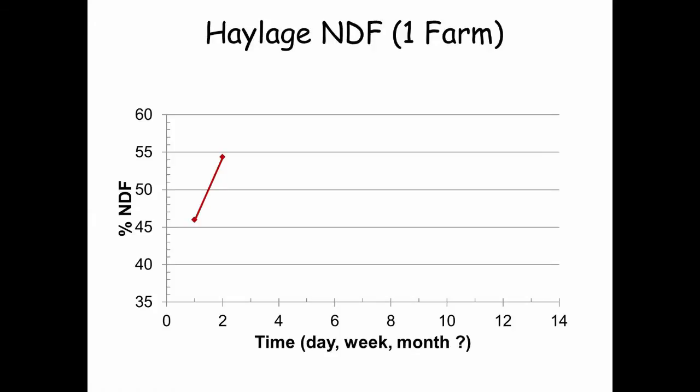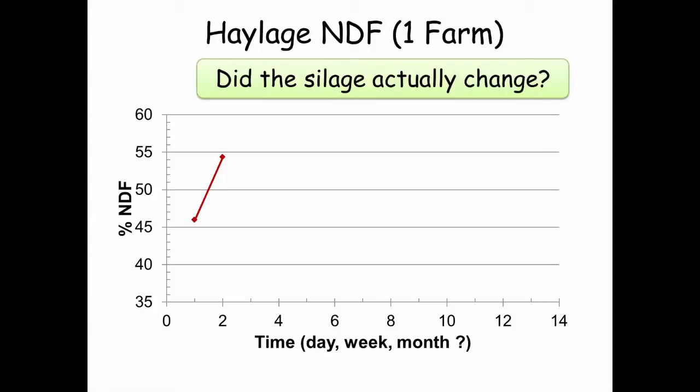There are several reasons. Very often nutritionists think the silage really changed. I have to go reformulate my diet. It was at 45, now it's at 55. I need to change the diet. That's possible, but that is not the only thing that could explain that change.